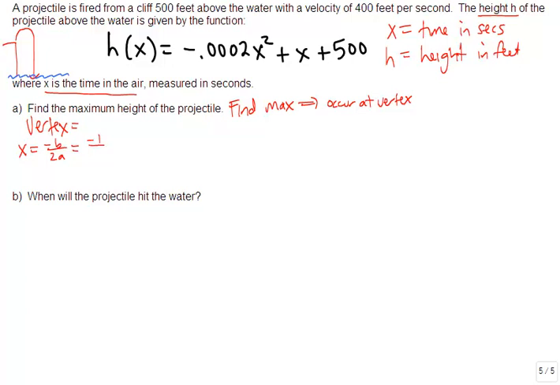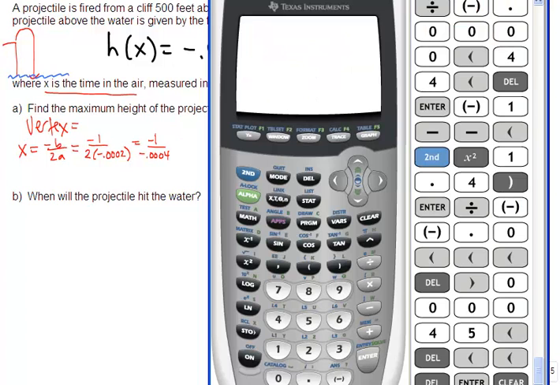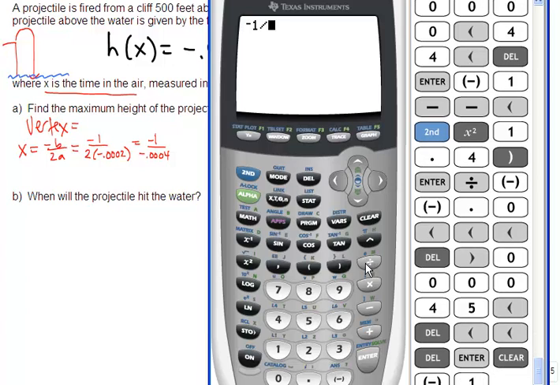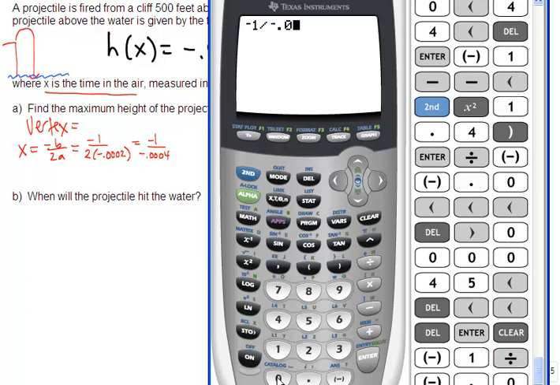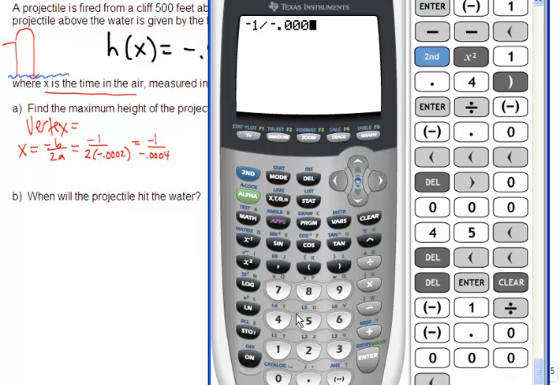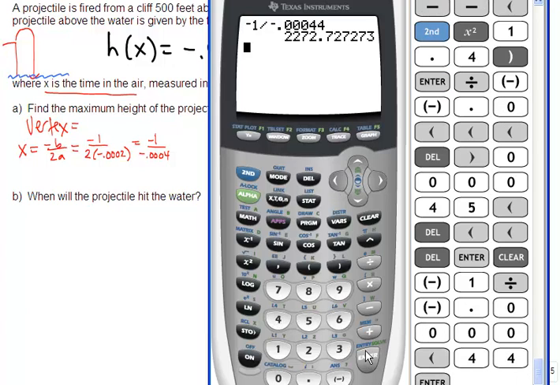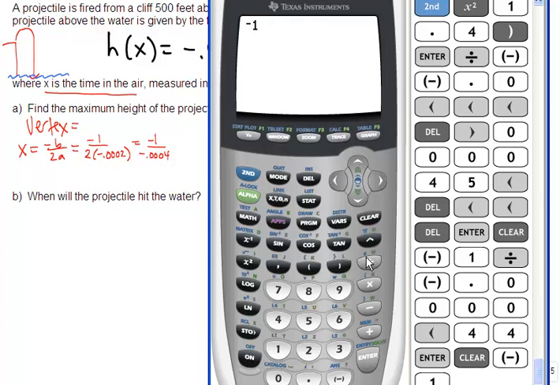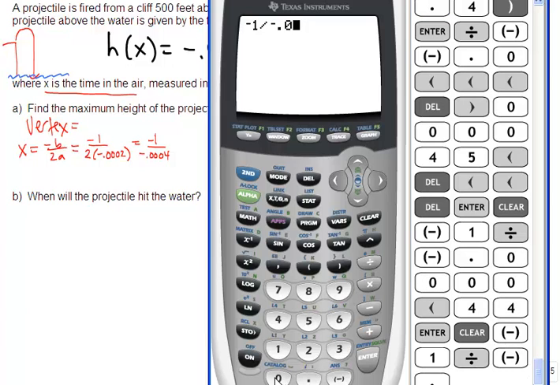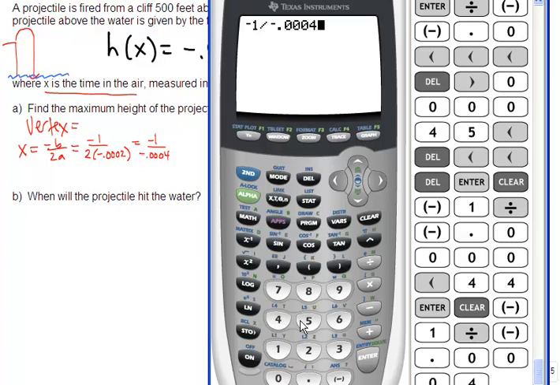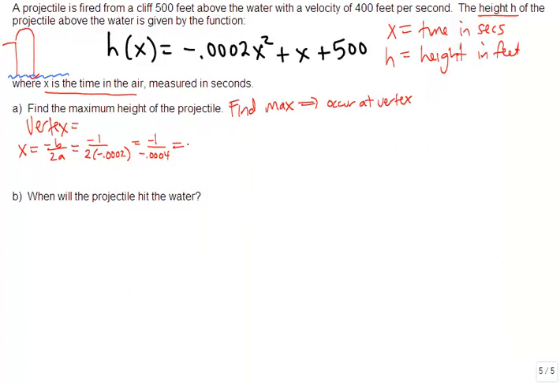The b here is 1, and the a is negative 0.0002. So this is going to be negative 1 over negative 0.0004. And if we punch that into the calculator, oh, sorry, too many zeros in there. Let's try it again. Negative 1 divided by negative 0.0004. So we get 2,500.